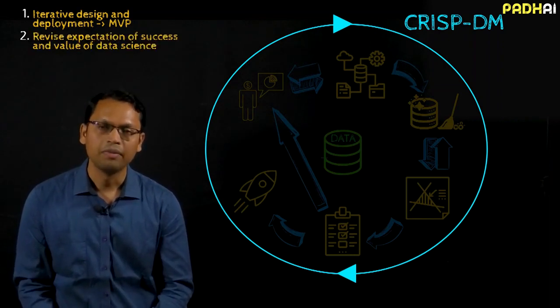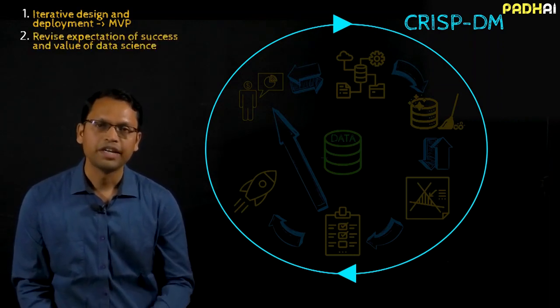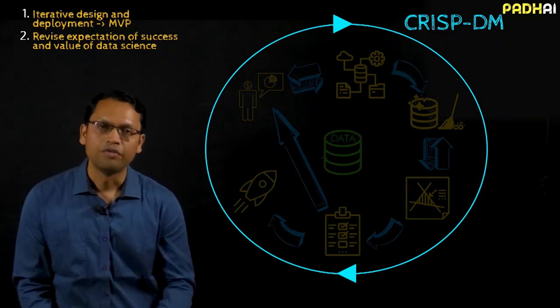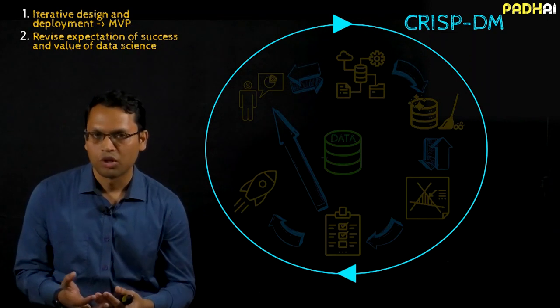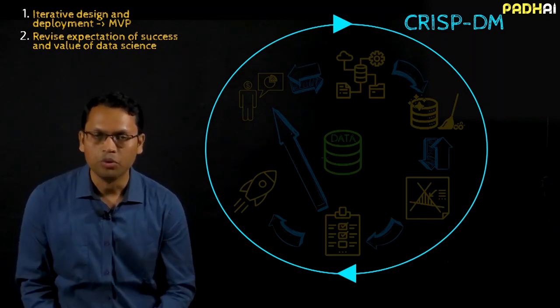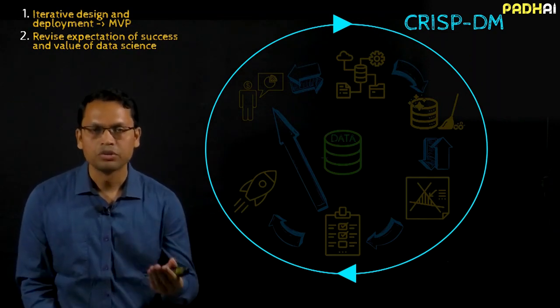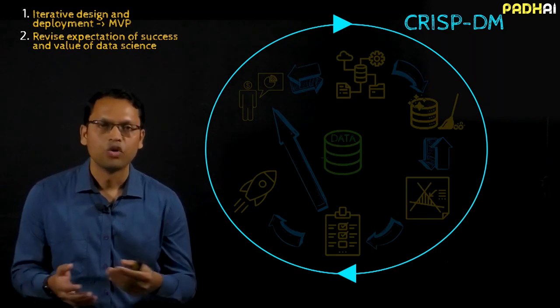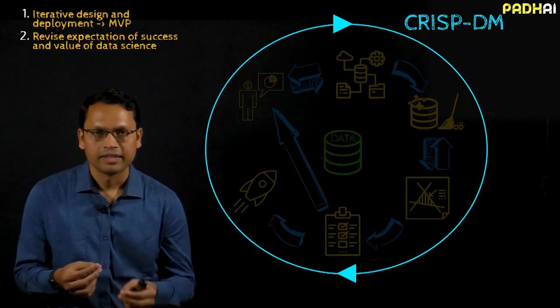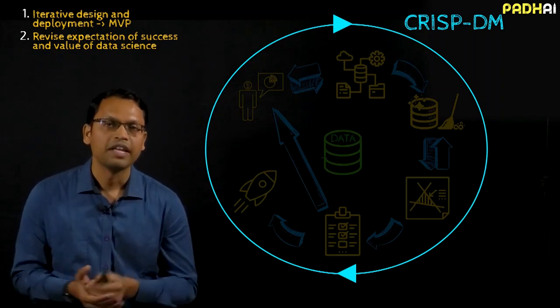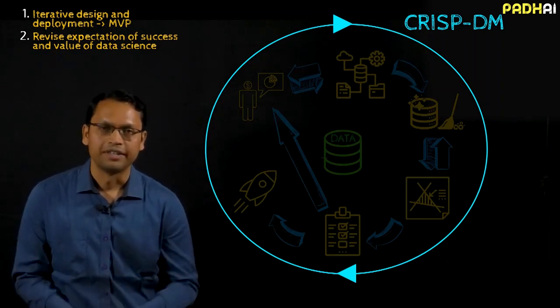The second comment is about revising expectation of success and value of data science. You'd find that there is a lot of miscommunication about what data science can and cannot do, and these cycles must be used to level set so that the entire company has a clear understanding of what data science can actually deliver. This is a very important outcome of doing this iteratively.